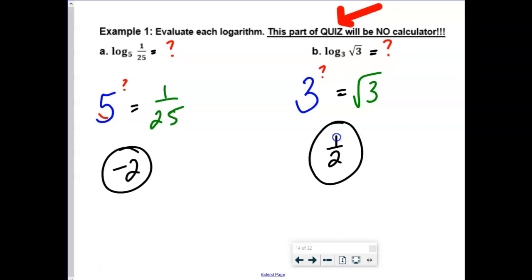So I just want to make sure we're all crystal clear. I have a lot of kids who made their way through Algebra 2 and Honors Algebra 2 doing these on their calculator. You will not have a calculator. Got me?